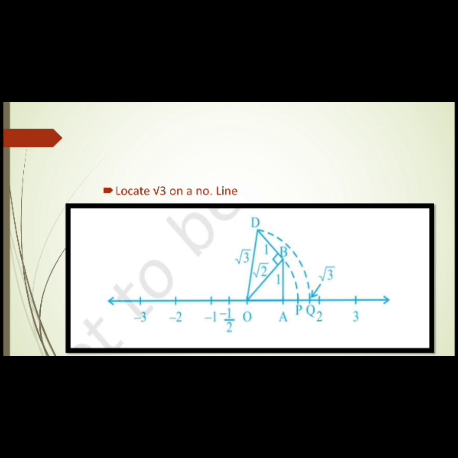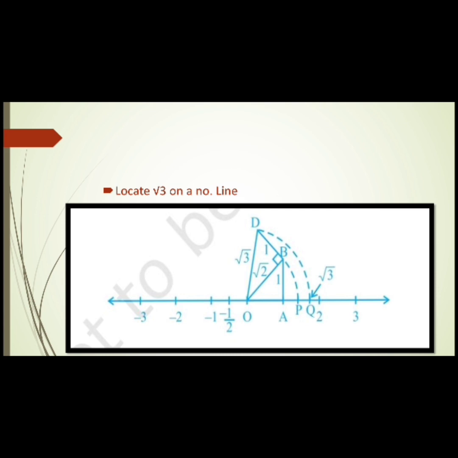Okay, OB was given under root 2. BD you have drawn 1 centimeter. Now it is 90 degrees, so obviously OD will be the hypotenuse. So you can easily find the hypotenuse by applying the Pythagoras theorem on triangle OBD. If you apply the Pythagoras theorem on triangle OBD, you will get OD equals under root 3.